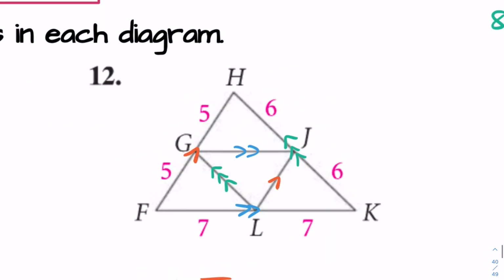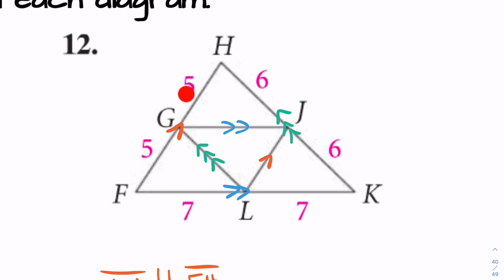We know that because, again, 5 and 5, these are midpoints. 6 and 6, J's a midpoint. 7 and 7, L's a midpoint. Connecting the midpoints gets you mid-segments. Okay.